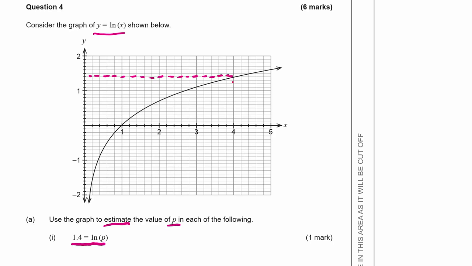Like that. Seems to come to about 4. So ln 4 is 1.4. So I would say that p equals 4.